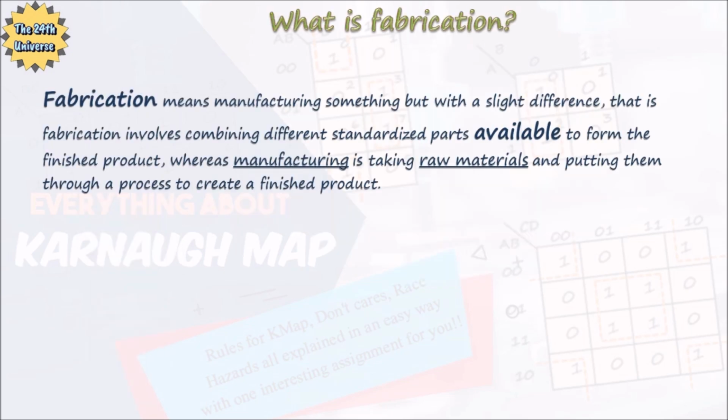Fabrication means manufacturing something but with a slight difference. That is, fabrication involves combining different standardized parts available to form a finished product, whereas manufacturing is taking raw materials and putting them through a process to create a finished product. In simple language, for a beginner to understand, fabrication is a cooking process.